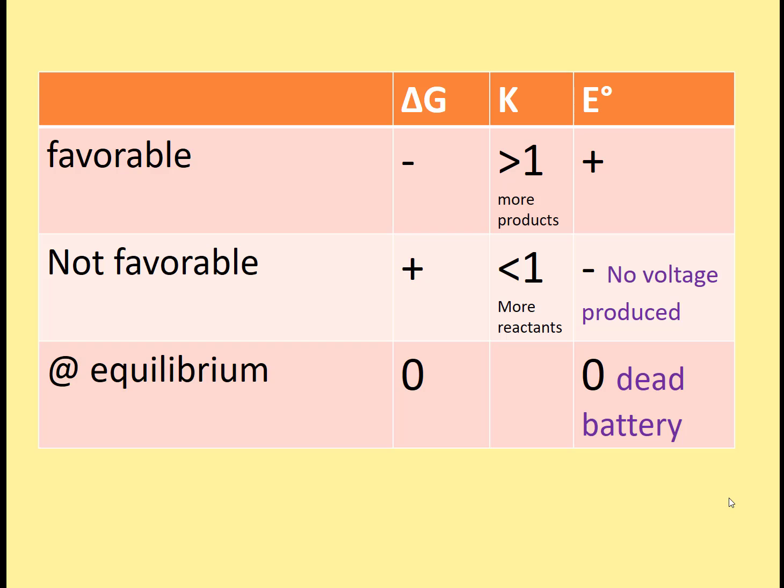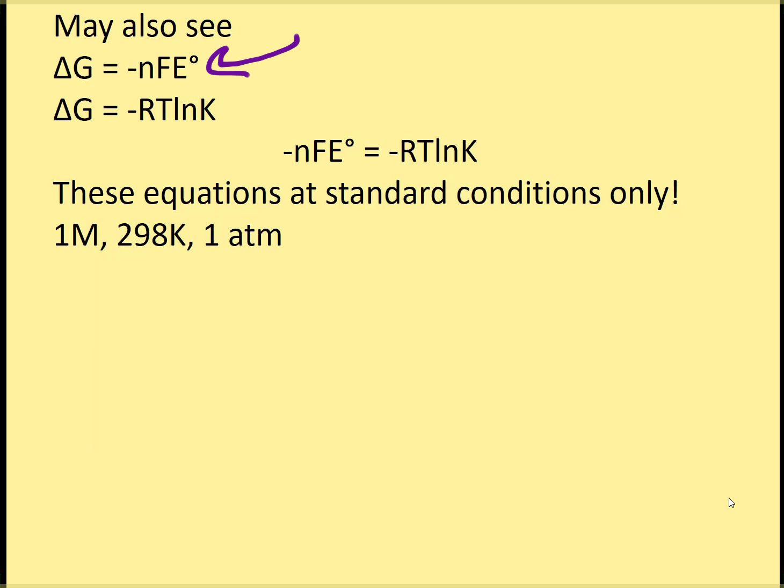Now, if we're at equilibrium, remember that Gibbs free energy would be 0, and my electrical cell potential would also be 0. We call that a dead battery because we have nothing going back and forth. The not favorable line, we could get that cell to occur if we gave electricity to run it, but just the way it's written or set up, it would not happen. So again, you can split these equations up. You actually can combine them to get something like this. And remember, this little knot right here means standard conditions.